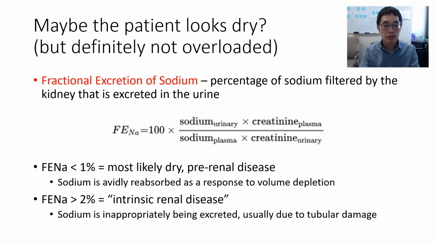And if you calculate the FeNa as being less than 1%, most of the time the patients are dry and you have pre-renal disease. Remember that sodium is avidly reabsorbed in response to volume depletion. Now, if you have a FeNa that's greater than 2, that means that the sodium is inappropriately being excreted, and usually there is some tubular damage there. And this helps us determine whether there's intrinsic renal disease or a pre-renal etiology to this patient's AKI.